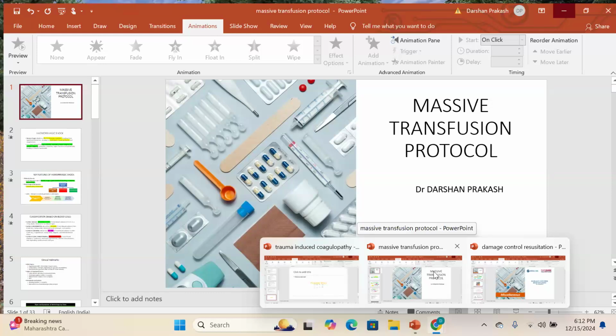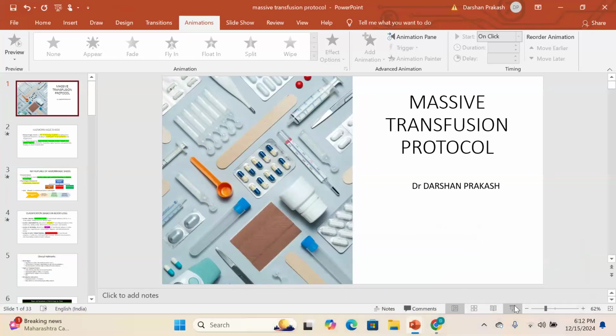Okay. Coming to the next topic, that is your massive transfusion protocol. Firstly, whenever we talk about massive transfusion protocol, we need to know where do we do massive transfusion protocol, correct? So hemorrhagic shock is one of the most important places where we do it, be it a case of trauma, obstetric hemorrhage, or post-operative cases, correct? So these are the places where we anticipate the occurrence of major bleeding due to hemorrhage.